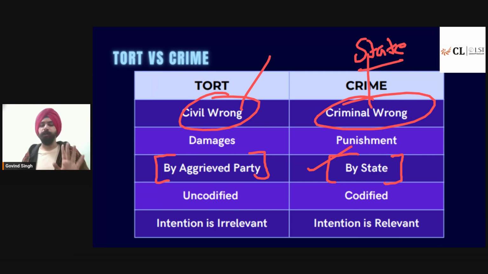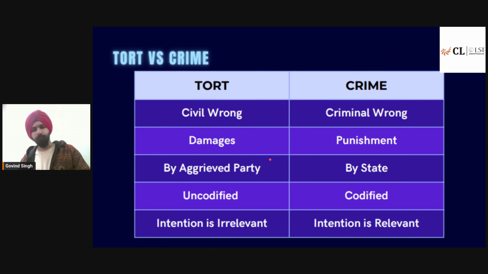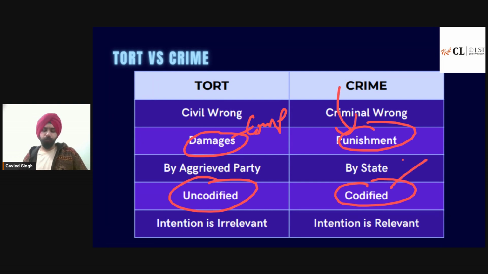Whereas in tort it's just between two parties, A versus B, so you will see cases like that, and the state is not involved. In tort you get damages, that is, compensation, and punishment is given in crime, like a sentence. Now, tort is uncodified, whereas crime is codified. What do we mean? Crime, all its laws are already written down. It's codified in the IPC.